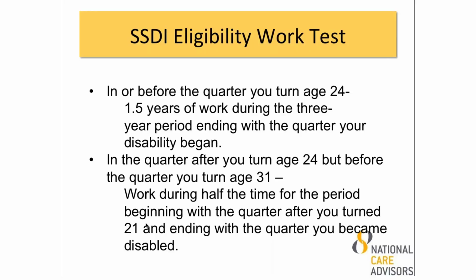So there is an SSDI eligibility work test. If you became disabled in or before the quarter you turned age 24, you have to have at least 1.5 years of work during this 3-year period ending with the quarter your disability began. In the quarter after you turn age 24, but before the quarter you turn age 31, you have to have worked at least half the time for the period beginning with the quarter after you turned 21 and ending with the quarter you became disabled.